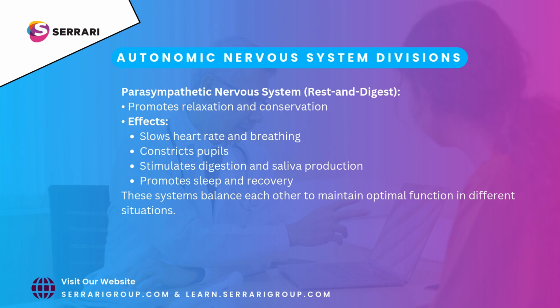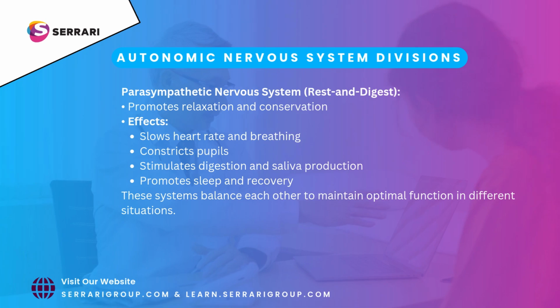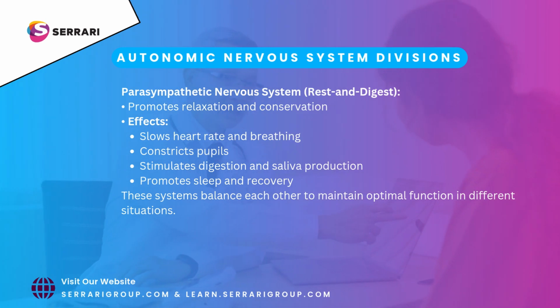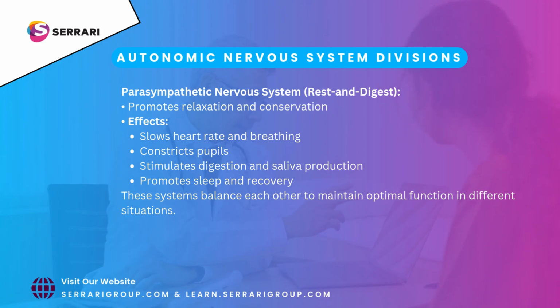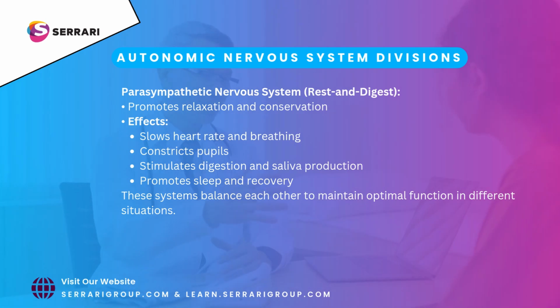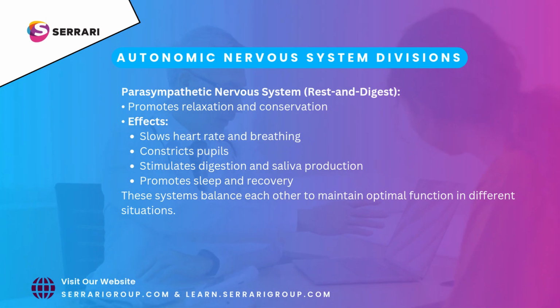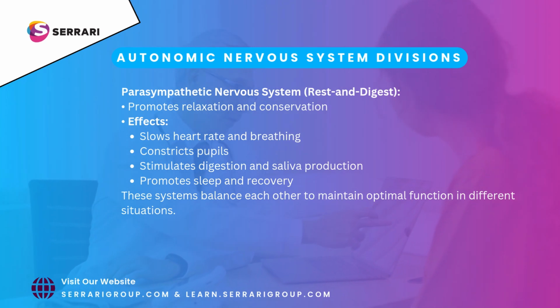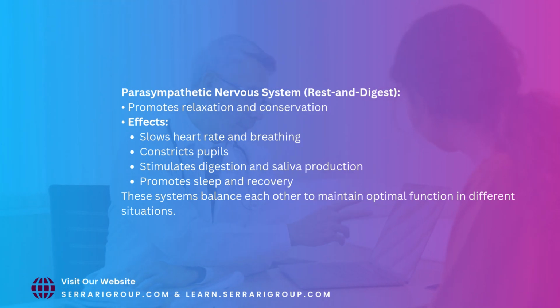Parasympathetic nervous system, rest and digest. It promotes relaxation and conservation. Effects: slows heart rate and breathing, constricts pupils, stimulates digestion and saliva production, promotes sleep and recovery. These systems balance each other to maintain optimal function in different situations.